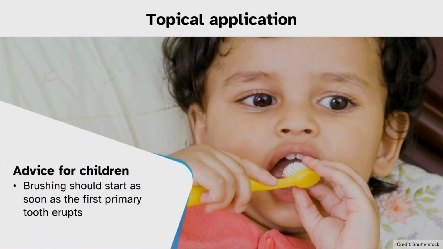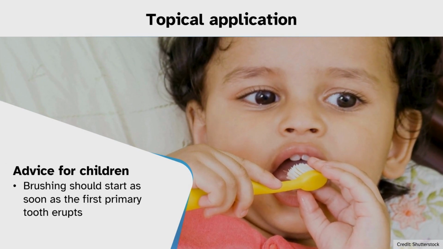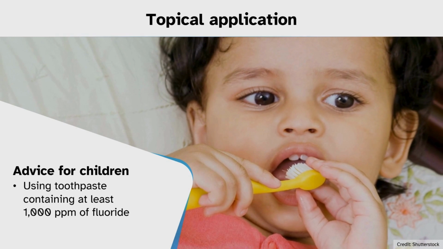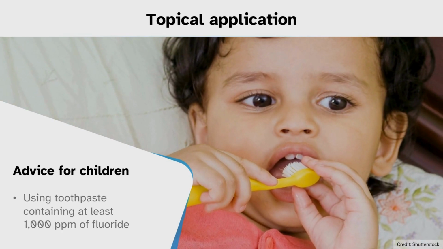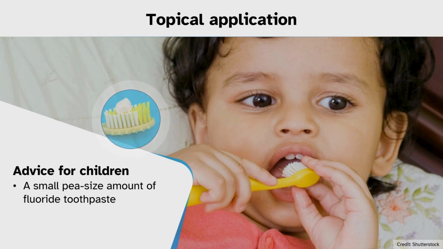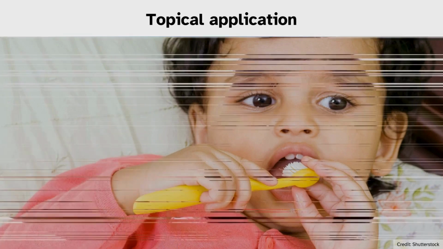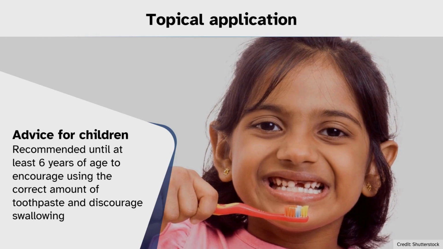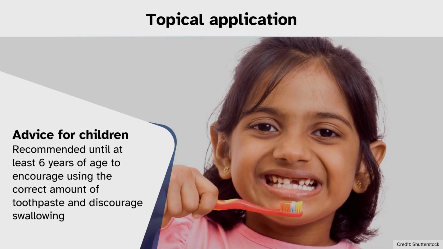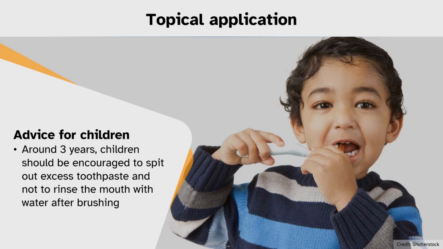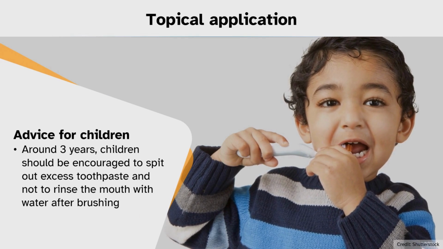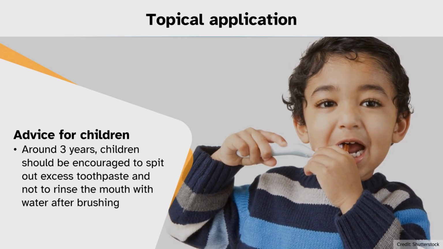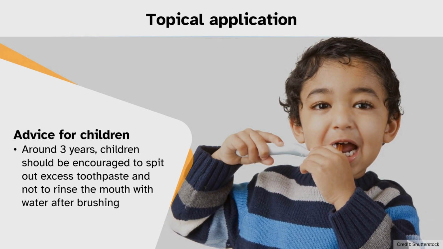For children, brushing should start as soon as the first primary tooth erupts using toothpaste containing at least 1000 parts per million of fluoride. Using only a small pea-size amount of fluoride toothpaste on your child's toothbrush is recommended. There are special precautions and recommendations for children. Supervised brushing is usually recommended until at least 6 years of age to encourage using the correct amount of toothpaste and to discourage swallowing. As soon as they learn to spit out, which is usually around the age of 3 years, children should be encouraged to spit out excess toothpaste and not to rinse the mouth with water after brushing.